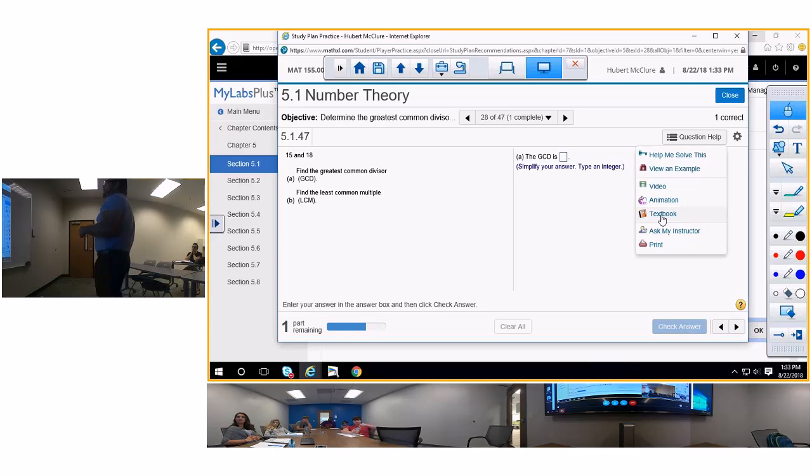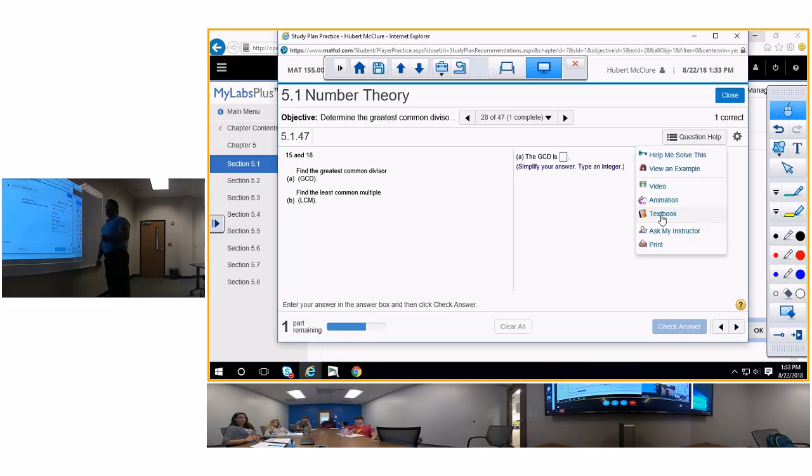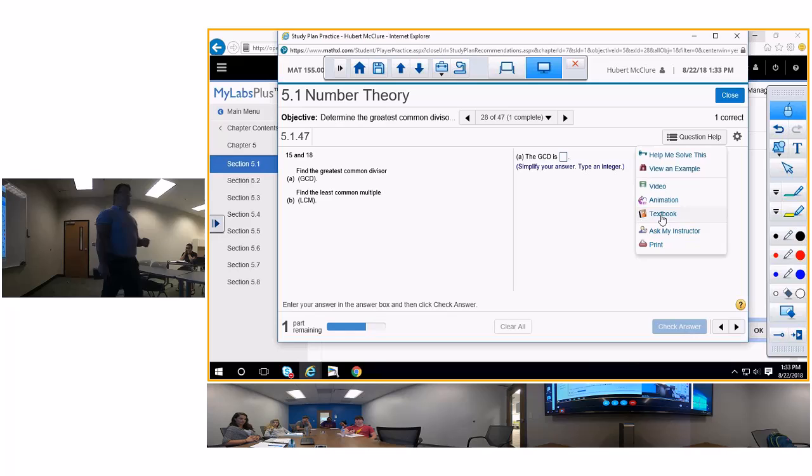How many of you have ever done math homework before and you were on number 15 and you couldn't get past number 15 to do number 16? Anybody ever been in that situation? That's what these were made for. Then what's Ask My Instructor? Ask My Instructor is when the others can't help you.